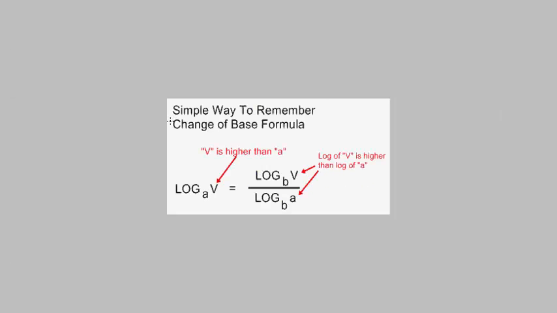Here's a simple way to remember the change of base formula. The change of base formula says the log base a of v equals the log base b of v over the log base b of a, where b is any base you choose. Now typically you choose b as base 10 or base e because we have calculator keys for that. Well, here's how you remember it. In our original expression we have v and we have a. V is higher up than a, just looking at the expression, because a is the subscript or the base. So that means the log of v will be higher up or in the numerator. So it's going to be log base b of v over log base b of a.